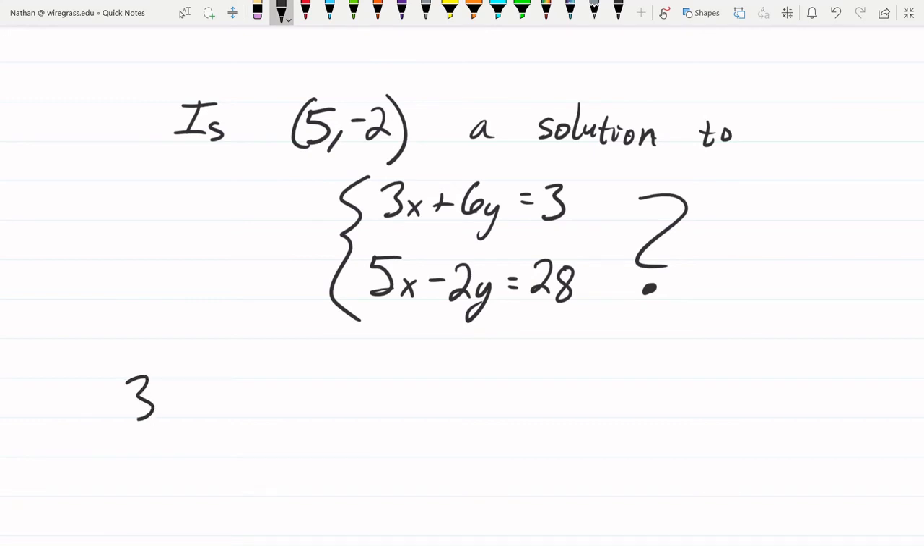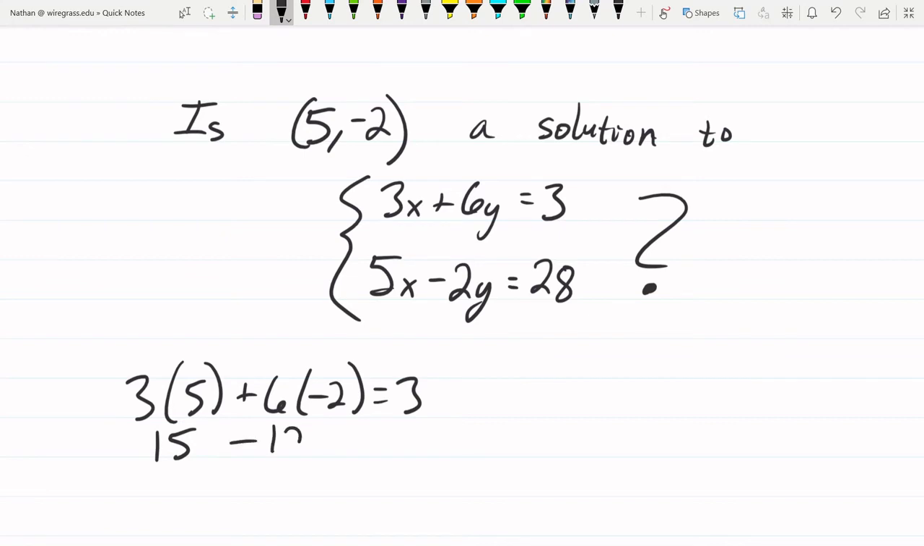For the first equation, we have 3 times 5 plus 6 times -2 equals 3. 3 times 5 is 15. 6 times -2 is -12. And that does indeed give us 3. So that one's true. Let's check the next one.